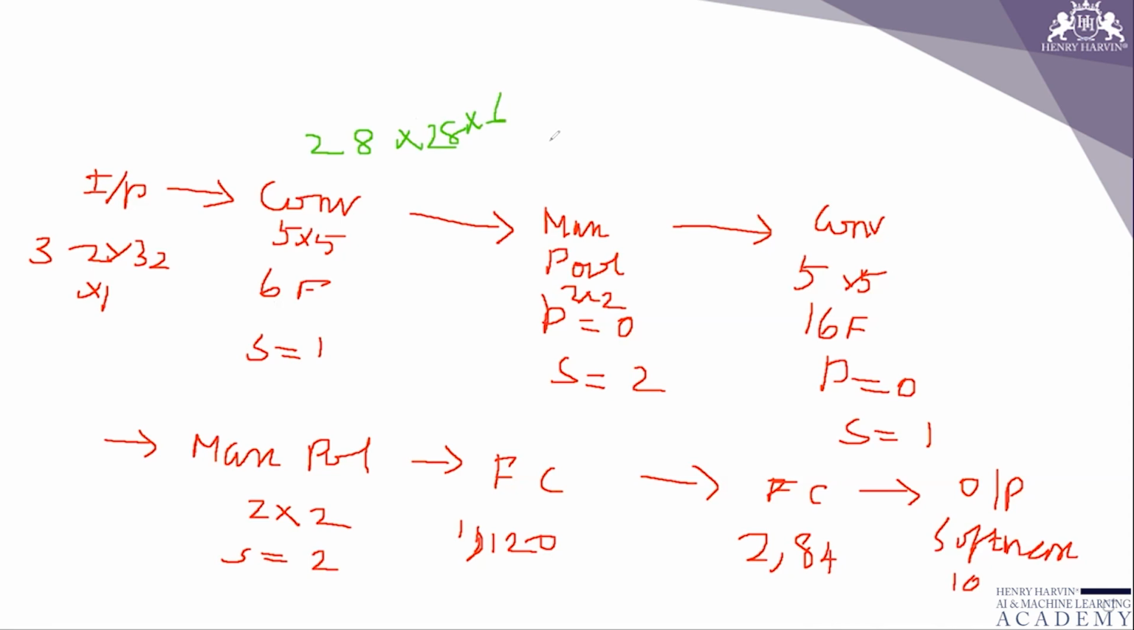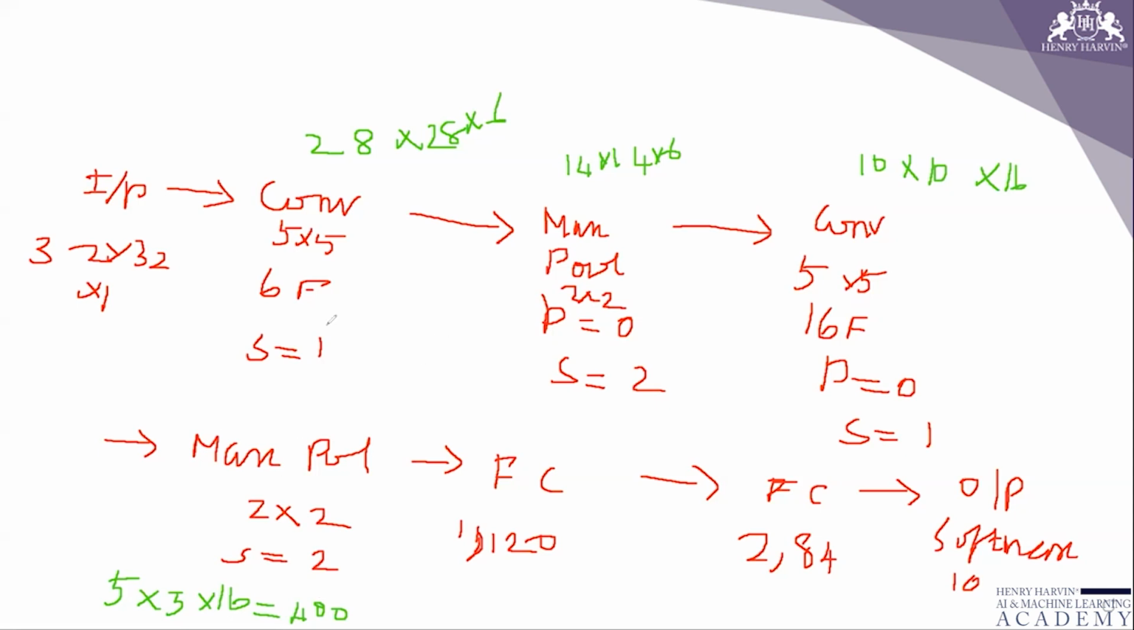Let me write the size for this also. This becomes 14 into 14 into 6. Let me write this, then I will explain what is happening here. Then this convolution gives 10 into 10 into 16, and then I have 5 into 5 into 16, which is equal to 400. Let us discuss this in detail, and you will become very clear about this LeNet shortly. So let us try to understand this.